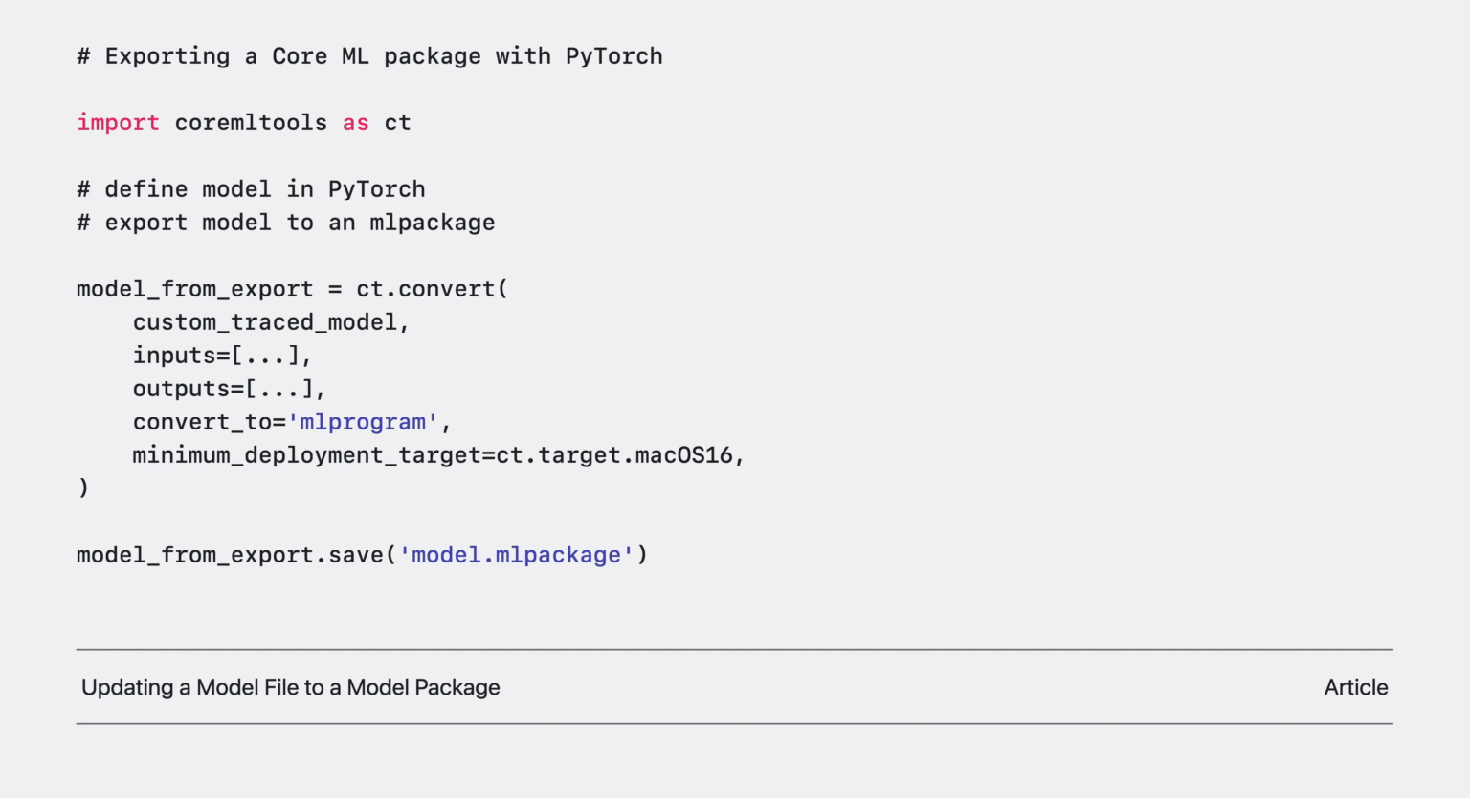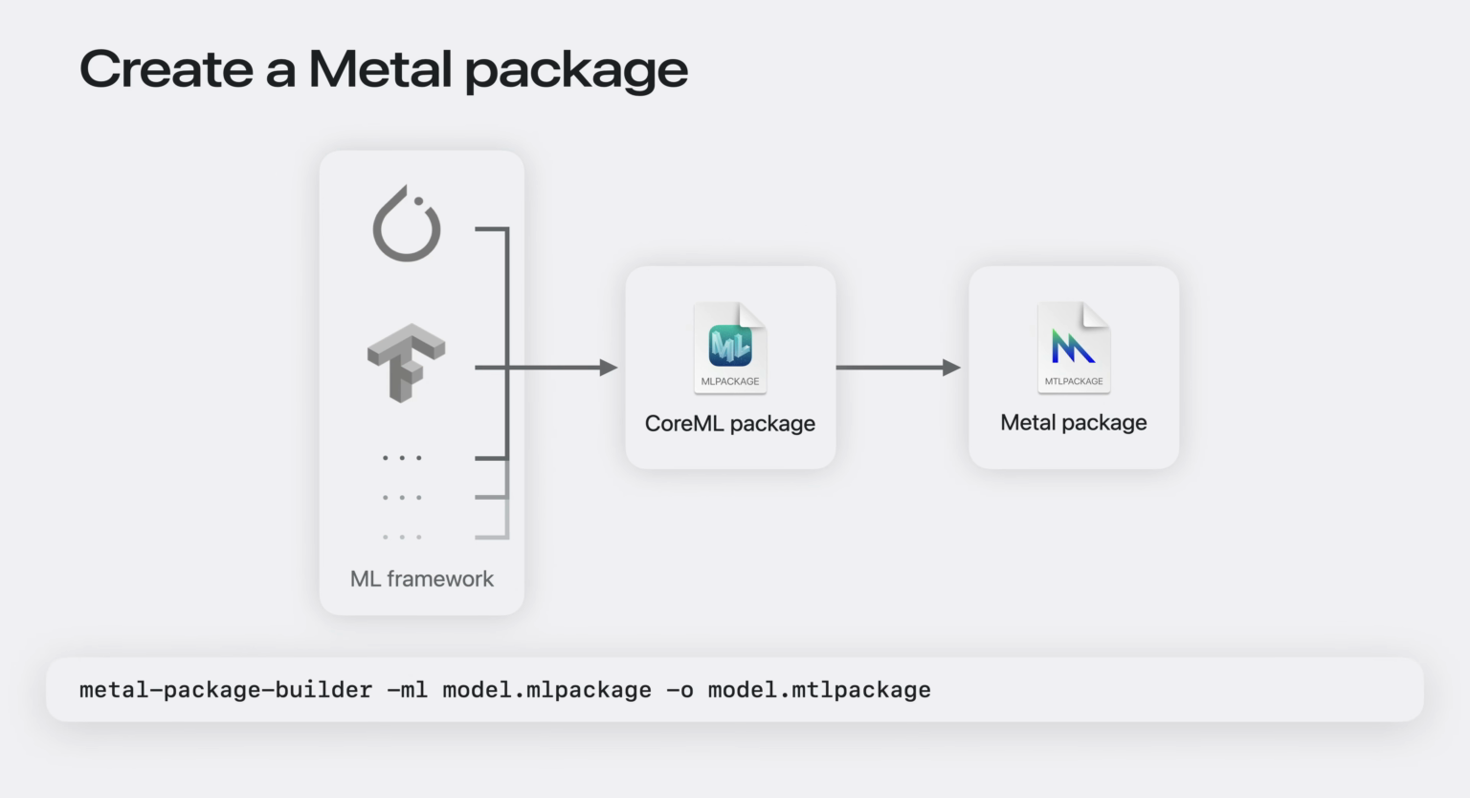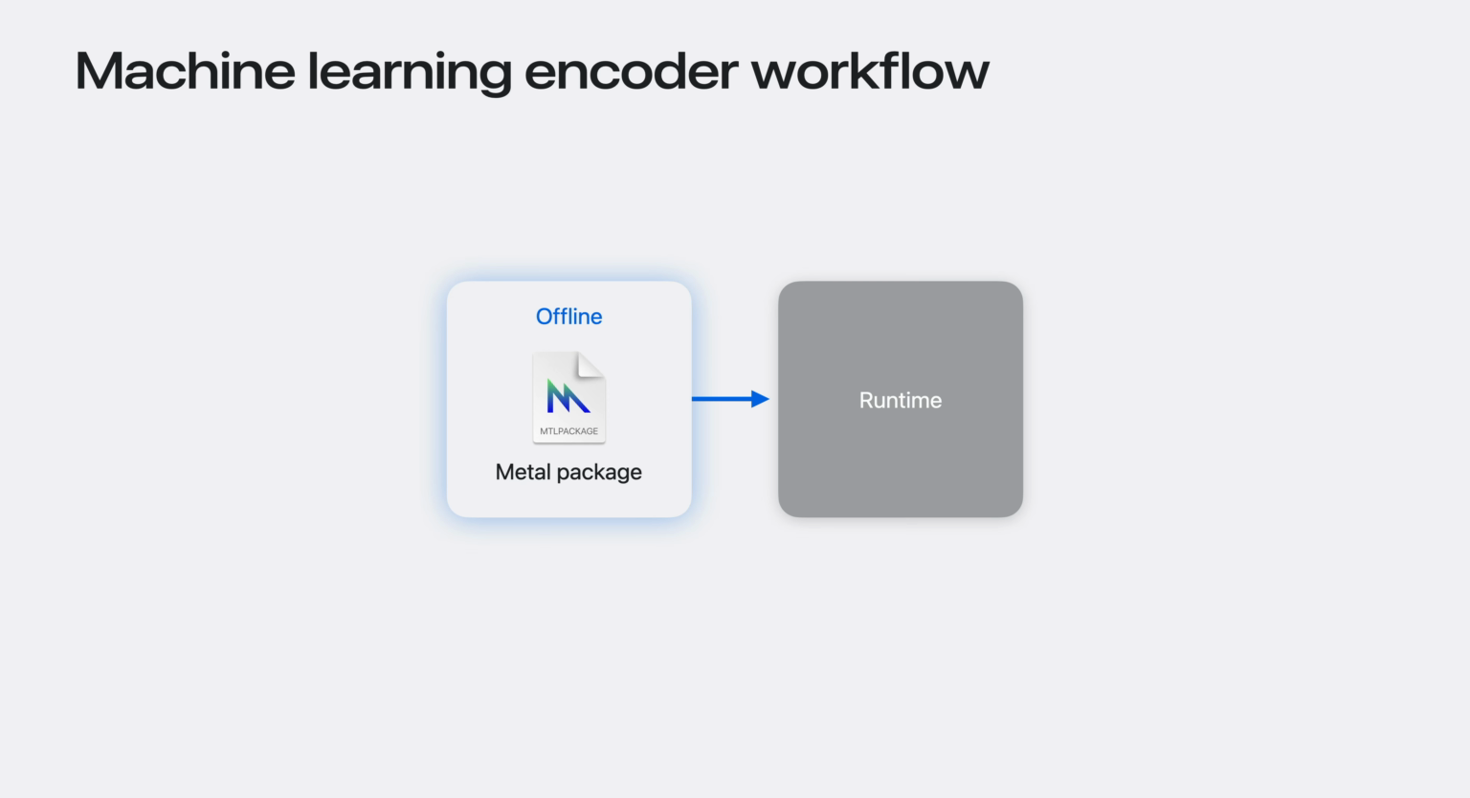There's one thing I'd like to highlight here. Not every Core ML package is an ML program, and only ML programs are supported. If the Core ML package was exported on an older OS, check out this article to learn more on exporting those Core ML model files as an ML package. With the Core ML package created, it is as simple as running the Metal Package Builder command line on the saved model to produce a Metal package. This converts the Core ML package into a format that can be efficiently loaded at runtime. So that's it for creating a Metal package. The offline portion of the workflow is complete, and the rest is carried out at runtime.